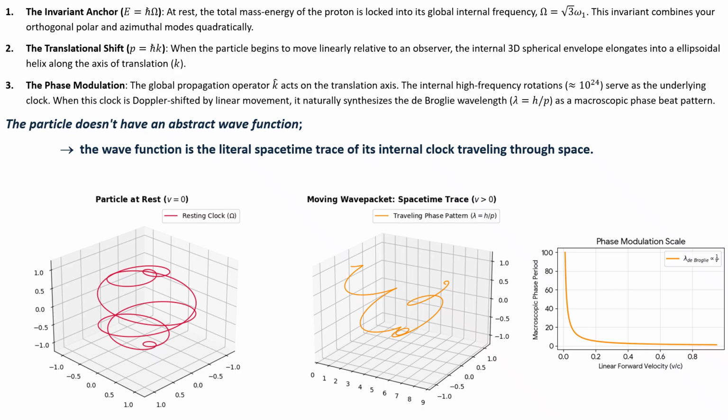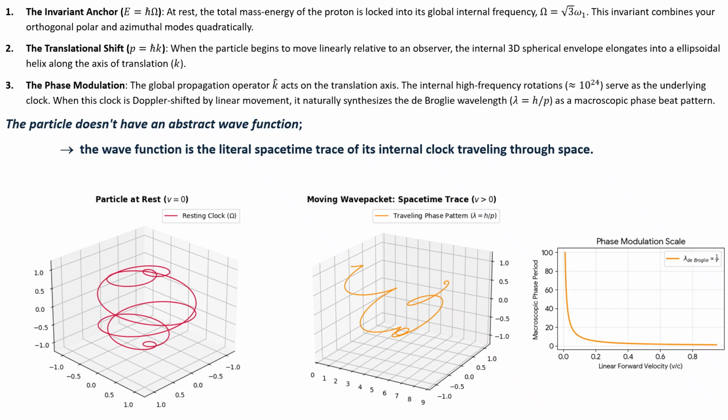So at rest, the total mass energy is locked into its global frequency, which we can relate to either the polar or azimuthal frequency, omega 1 or omega 2, because the ratio of omega 1 and omega 2 is the square root of 2. We can calculate this capital omega, the global internal frequency, the global clock speed. I would say omega is the square root of 3 times omega 1.